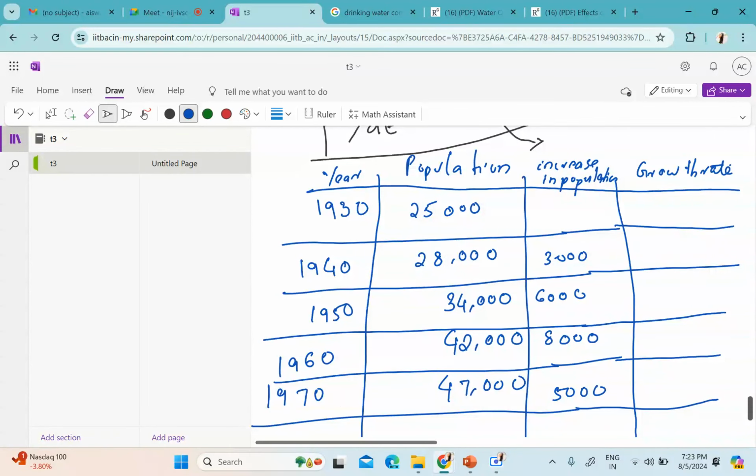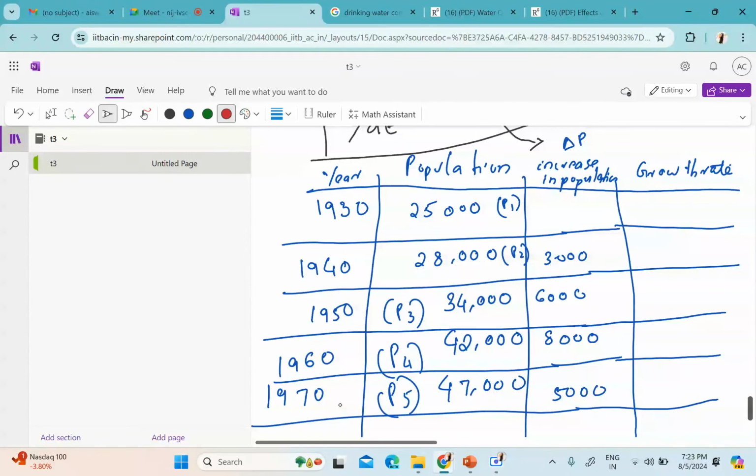Then you have to write the growth rate. How do you calculate the growth rate? This is the increment in the population rate. You can write the population over the years like this: P1, P2, P3, P4, P5.